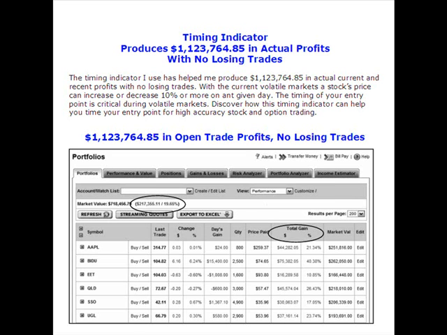So I'm going to show you the indicator I use, and this timing indicator helped me produce over $1.1 million in actual profits with no losing trades. So this can be a very helpful tool in timing your entry points.